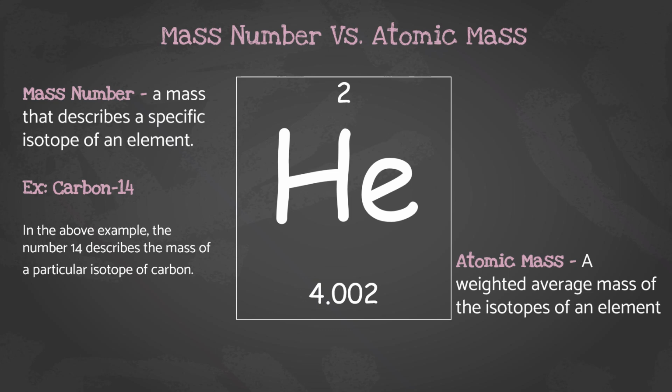We know that carbon has 6 protons. If my mass number is 14, I'm going to take 14 and subtract 6, which means I have 8 neutrons.